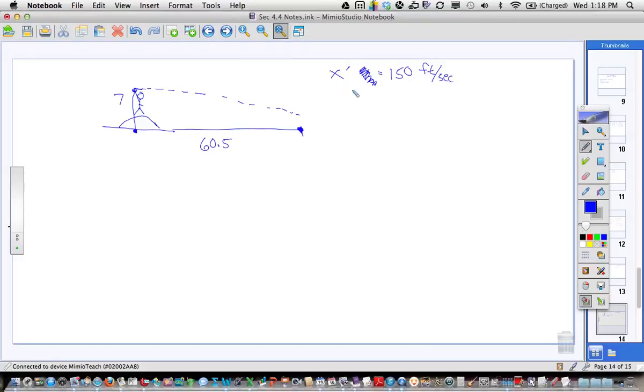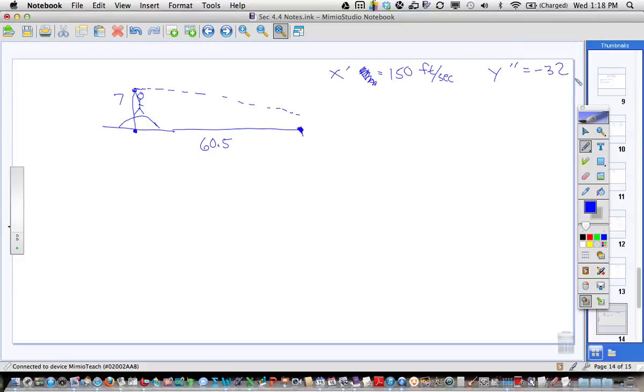All right, and what's the y? What's happening with the vertical? You guys said it, gravity, right? And we're going to use feet, so it'd be negative 32. But what derivative is that? Double prime, because that's acceleration. So the two things we know that are acting on this movement of the ball are its horizontal velocity and its vertical acceleration. Those are the only two things we know.